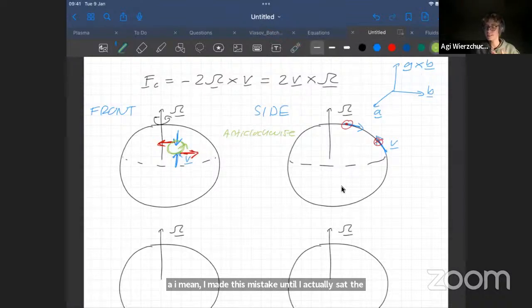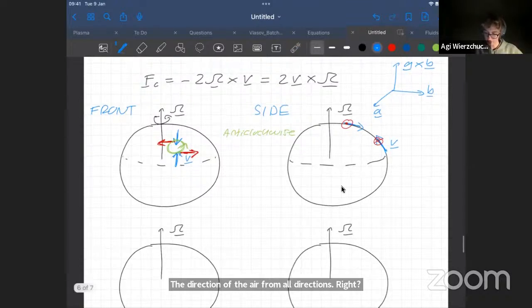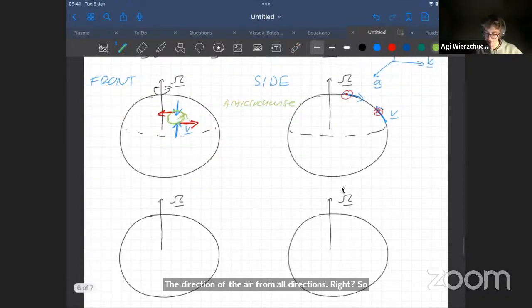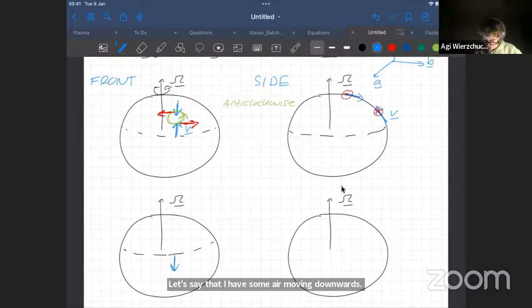You need to consider the direction of the air from all directions, right? So that's the northern hemisphere. Let's have a look at the southern hemisphere. Again, exactly the same principles. I'm just going to do it at the bottom of the Earth. Let's say that I have some air moving downwards, and I have some air moving upwards.